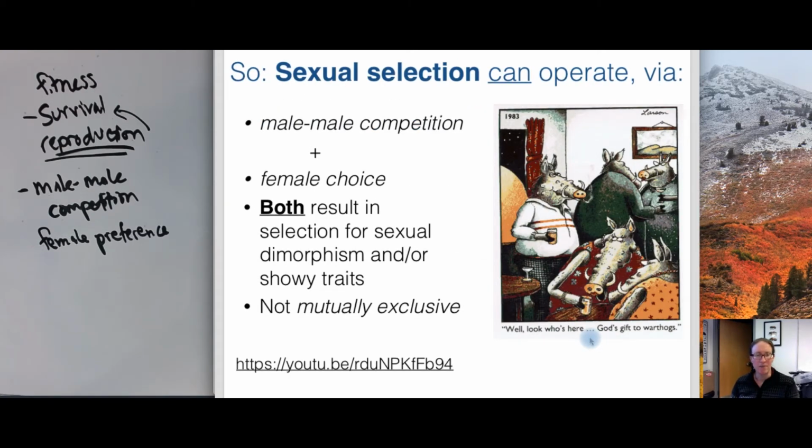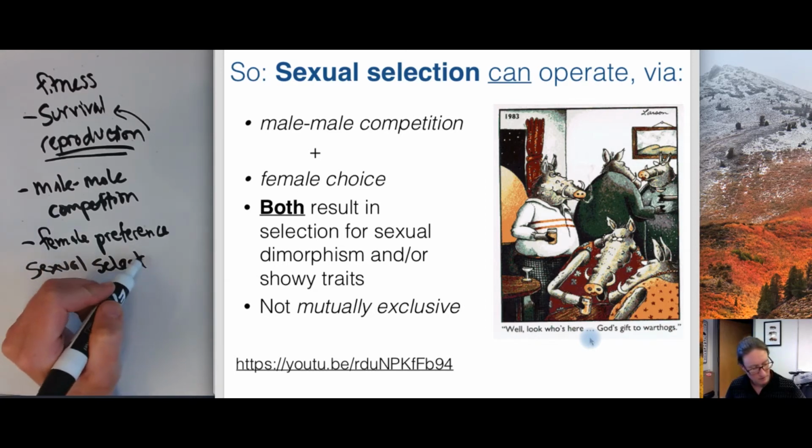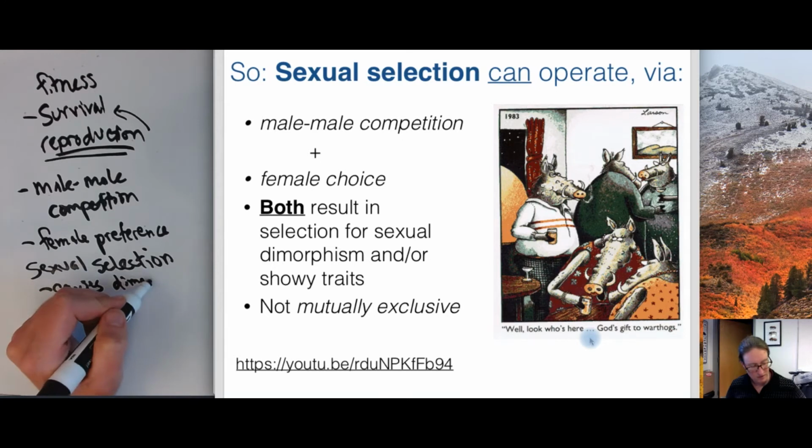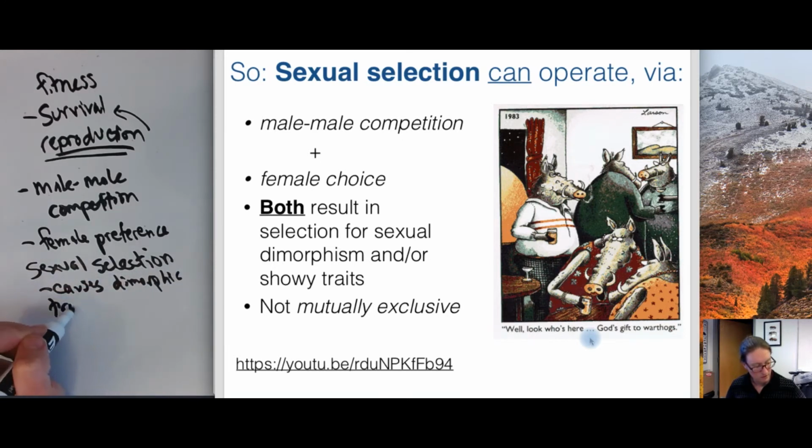So that tells us that there is a type of selection where we see this sexual dimorphism. We refer to this as sexual selection. So that causes dimorphic traits in males versus females, right? And so that shows that yes, this can operate either through male-male competition or through female choice. And both of these can result in selection for sexual dimorphism or some other kind of showy trait or ornament.